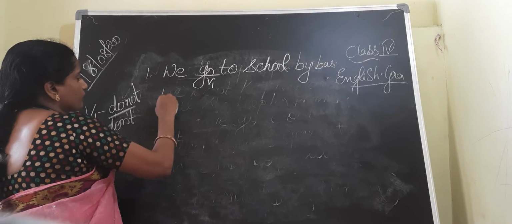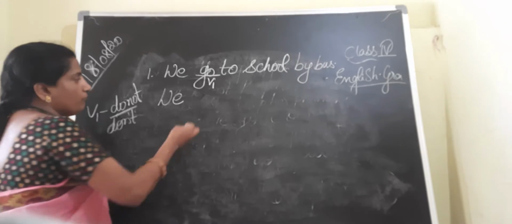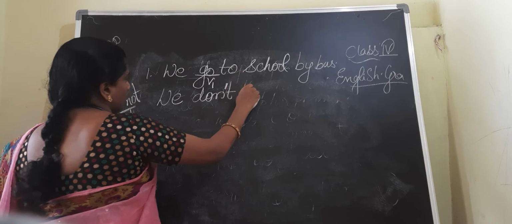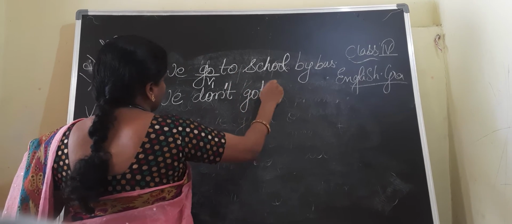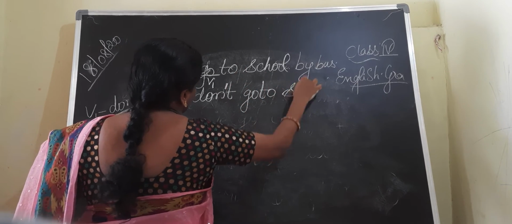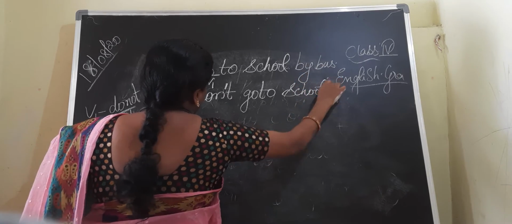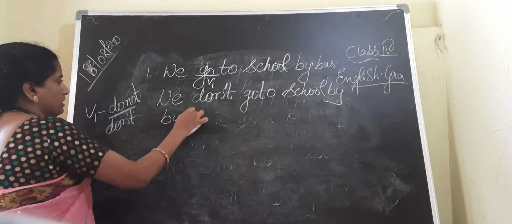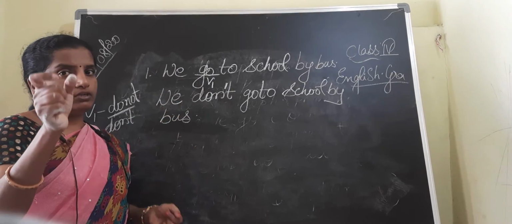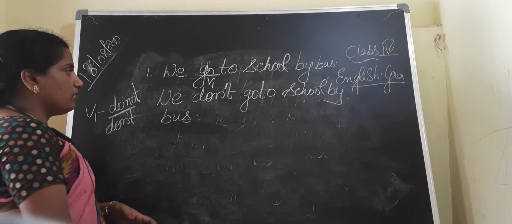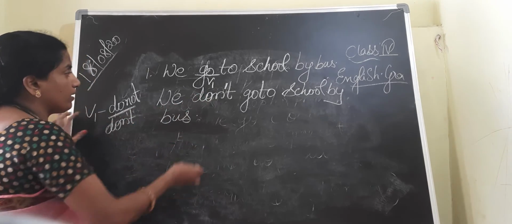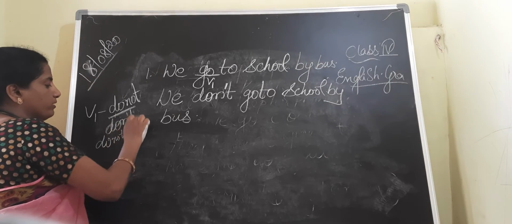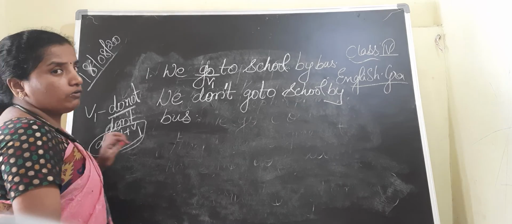So here, if we are writing the negative form: We don't go to school by bus. Okay, children. So whenever we are talking about the V1 form of the verb, we have to use do not. And you remember that with do not, you have to add V1 only.